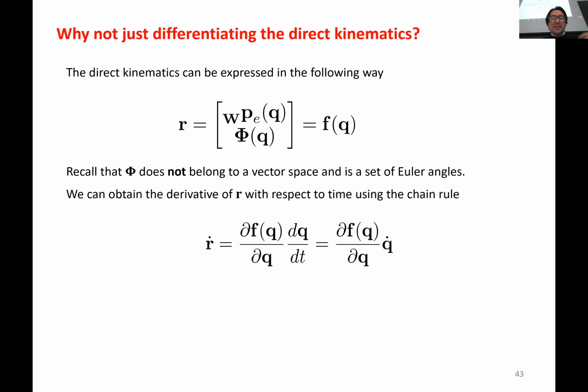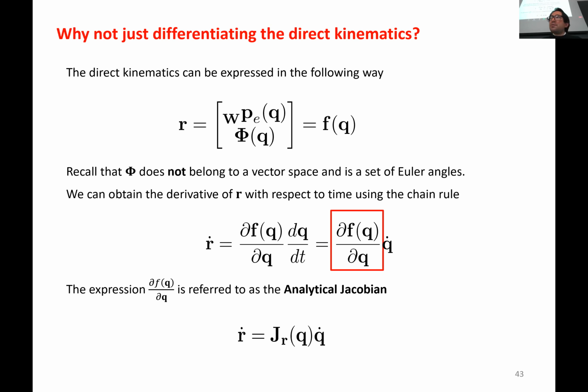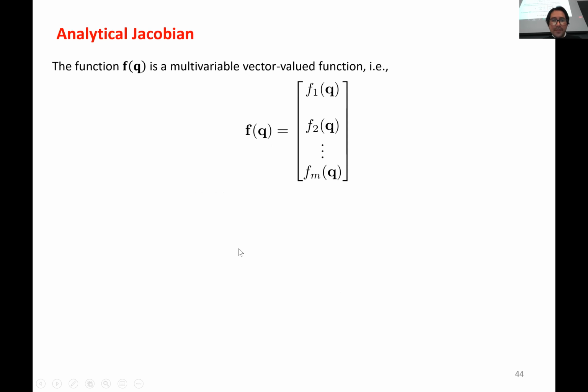We can obtain the derivative of r with respect to time using the chain rule, as we showed before. What we find is the partial derivative of the direct kinematic functions with respect to the joint space variables, multiplied by the derivative of the joint space variables. This is what we call the analytical Jacobian, represented by the capital J, subscript r. The r is related to the task space, and it's always a function of the joint space variables.